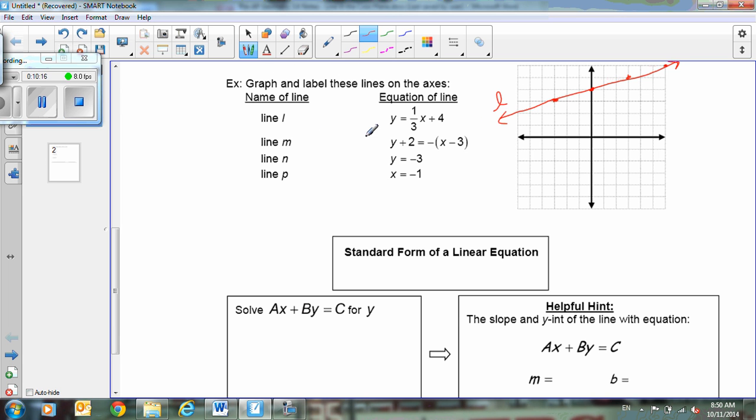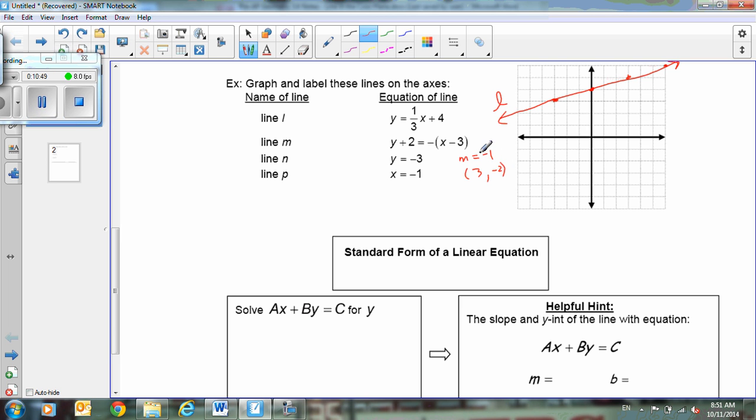Okay, line M. Notice this is not in slope-intercept form, but it should look familiar to you. This is actually in point-slope form. Y minus a y sub value equal to our slope of -1 times x minus the x sub value. Okay, so that means that this line has a slope of -1, and it passes through the point. X1 would be 3, and then since this says y plus 2, that's the same thing as y minus -2, so the y value of that point would be -2.